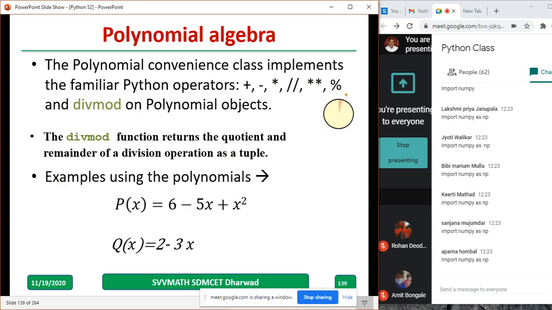P of x equal to, q of x equal to, and try to copy down this one line. The divmod function returns the quotient and remainder of a division operation as a tuple. Take a minute and copy down these three lines. Divmod, a p of x equal to, and one more, a q of x equal to.